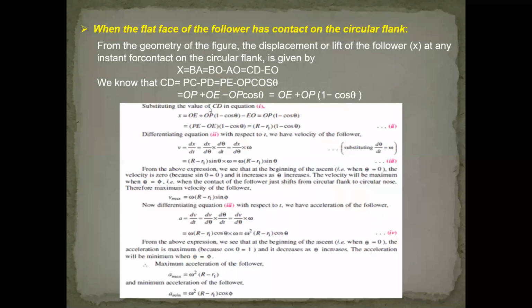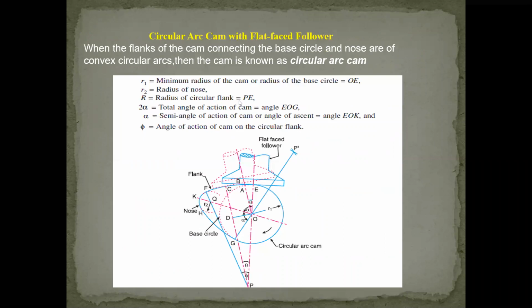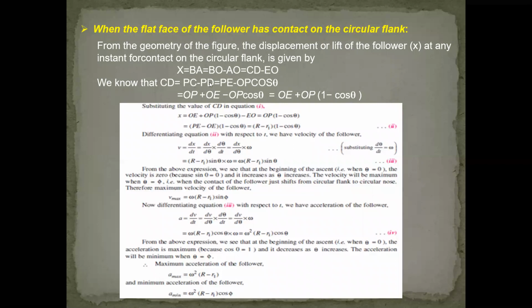PE means OP plus OE. PE means OP plus OE minus OB cos theta. So in this, OE plus OP is there. Taking out the OP term, OP into 1 minus cos theta.